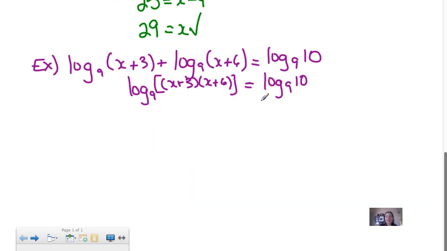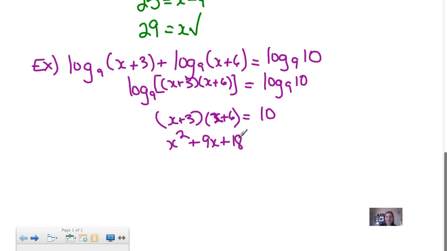All right, so at that point, just like we did above, I can rewrite my arguments without the logs and just solve for my arguments. That's x plus 3 times x plus 6. Quadratic, so let's expand it out. So x squared plus 9x plus 18 is equal to 10. And we're going to solve for this, so I need to clean it up, simplify it. x squared plus 9x, subtract 10 on both sides, plus 8 is equal to 0.